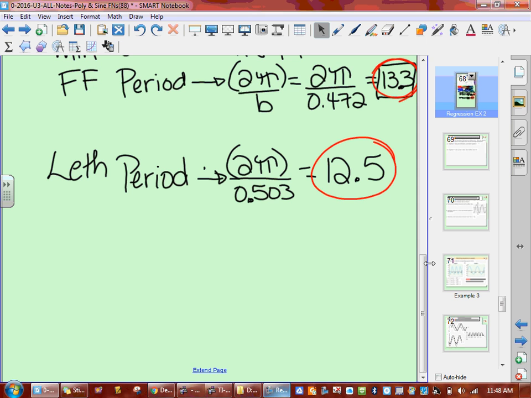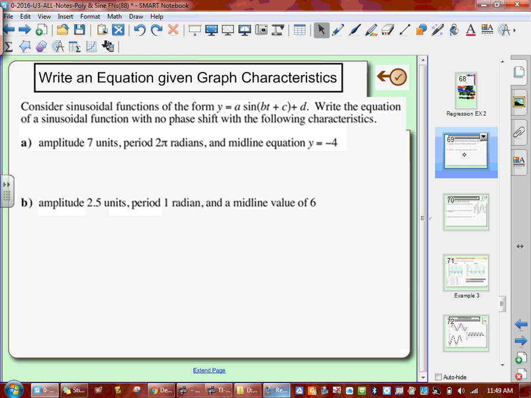This one says, here's our general formula, and it says write our equation, but it tells us we have no phase shift. No phase shift is a C value. That means we have no C. Now it's going to tell us different things. So we don't have to worry about a C value, and that's something that we don't ever have to calculate. They either give it to you or they tell us we don't need it.